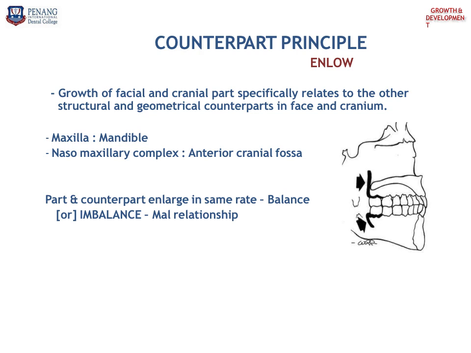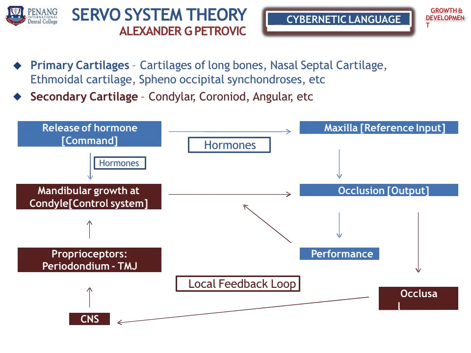That means they will grow in harmony since all the bones are attached to each other. So maxilla's counterpart is mandible. So it says if maxillary growth is impaired, the mandibular growth will also be impaired. Similarly, the nasomaxillary complex is in counterpart with the anterior cranial fossa. So they are counterparts. Any growth in one will affect the growth of its counterpart.